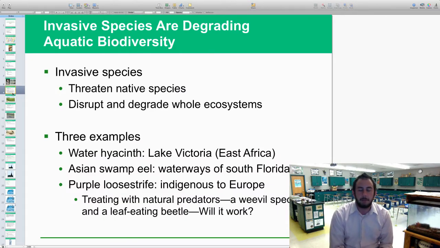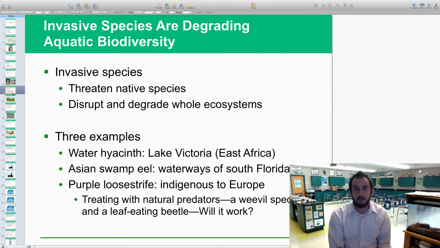Invasive species. We talked about that in our case study, the Nile perch, but we're also looking at other invasive species, and those are species that have come in. They're not normally here. They call them invasive because they're coming in and outcompeting the native species that have been here forever, and they're taking over. So they disrupt and degrade whole ecosystems by outcompeting the native species in their ecosystem.